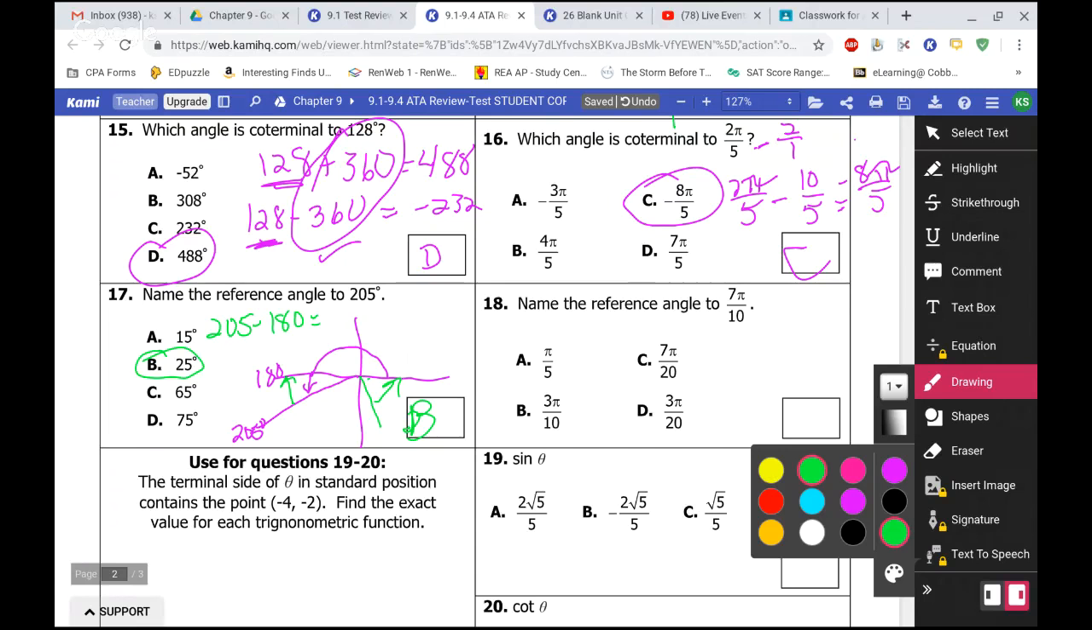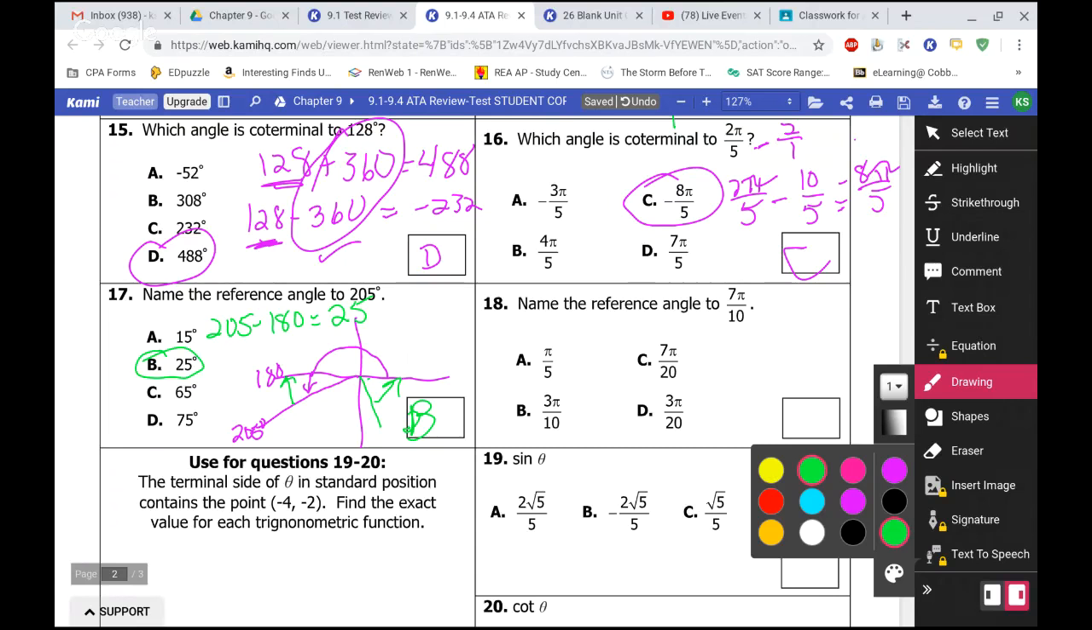Did I subtract wrong? No, you did. You did not. Oh, I understand. So you took the 205 and you subtracted 180 from it, and that's how you find the reference angle. Yes. So if it was just 200 flat, it would be 20, right? Correct. And if it were 300, it would be 120.